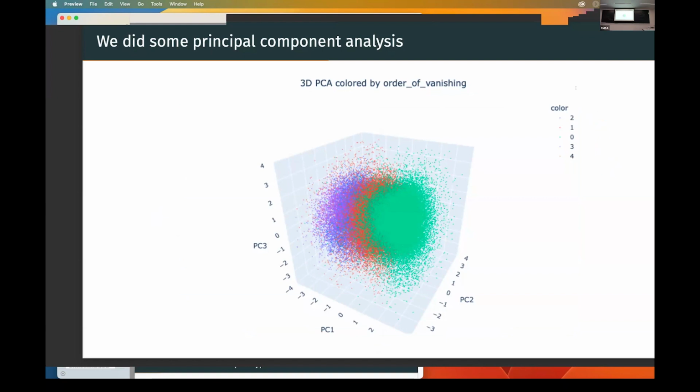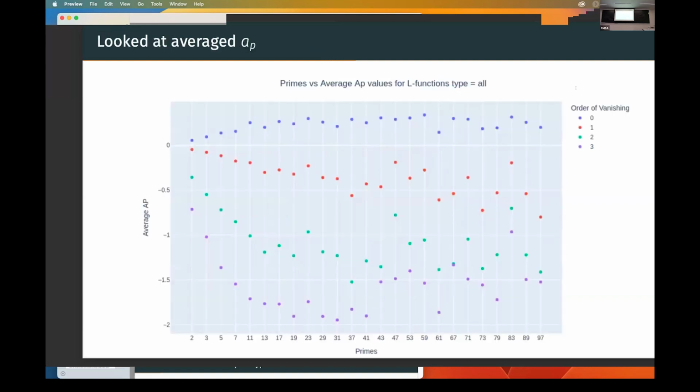Given what we know from another class of objects, in particular elliptic curves and other classes, it's natural to try to plot the APs, average them in some ways, and group them by order of vanishing. And when we do that, we get this pattern. So the plot itself is not relevant. What's going to be relevant is when I click on the plot and change the data set, you're not going to see much variation.